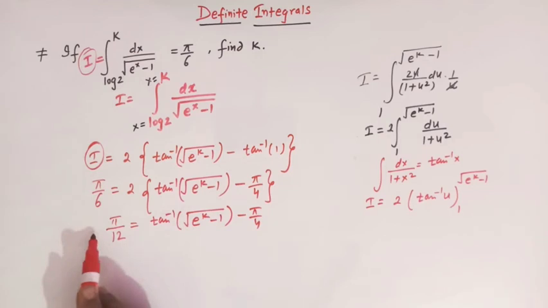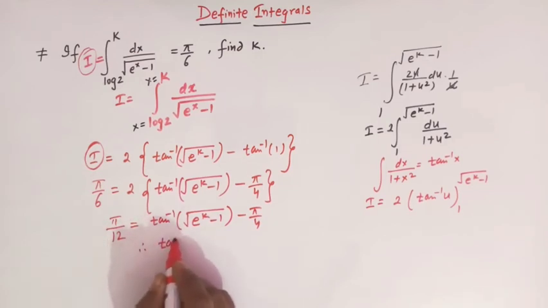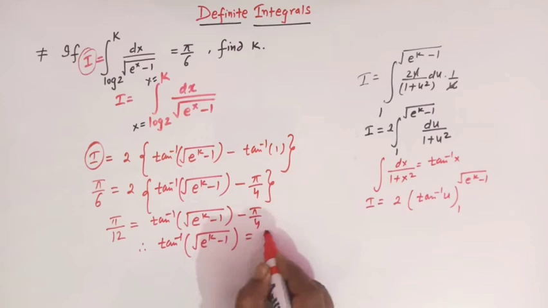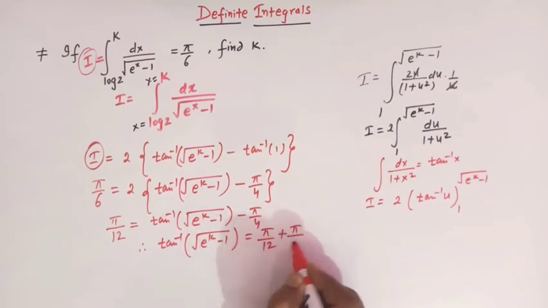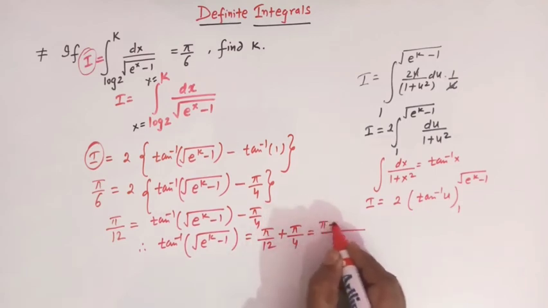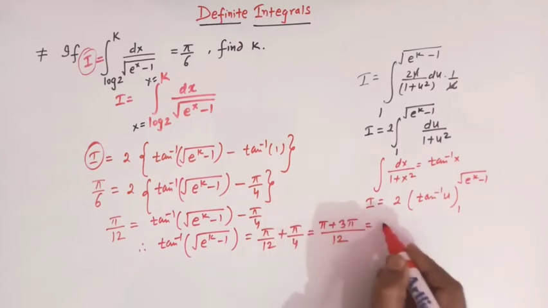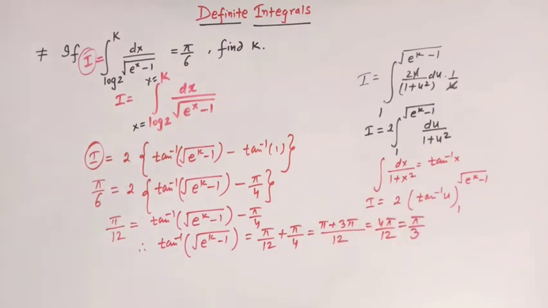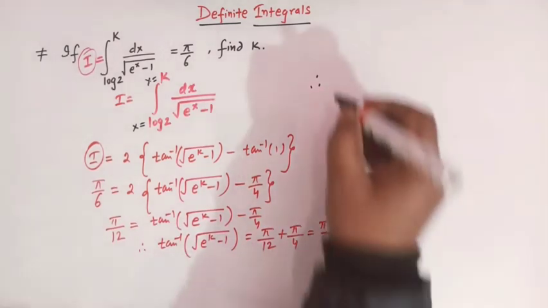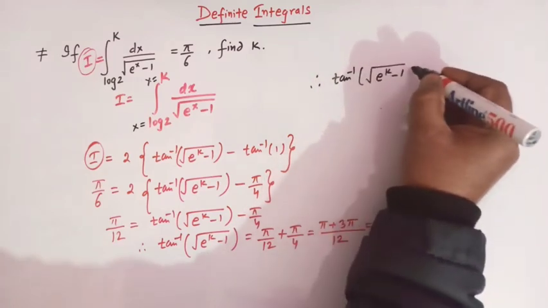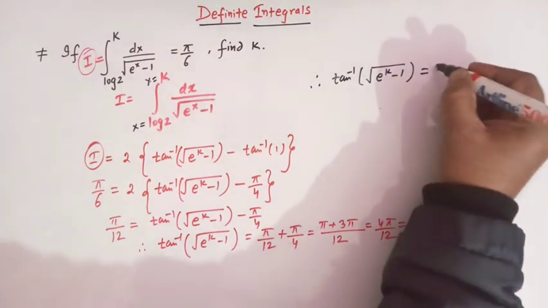Taking pi by 4 to the left hand side, we have tan inverse square root of e raised to k minus 1 is equal to pi over 12 plus pi over 4. Now if we add, the LCM of 12 and 4 is 12, so here we have pi and 3 pi. This is 4 pi over 12, that is pi over 3. So now viewers, we have the relation that tan inverse square root of e raised to k minus 1 is equal to pi over 3.